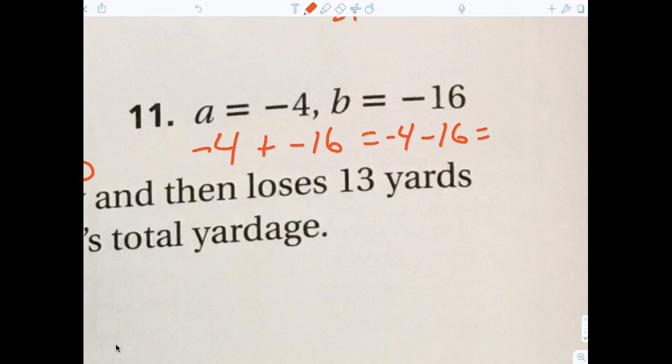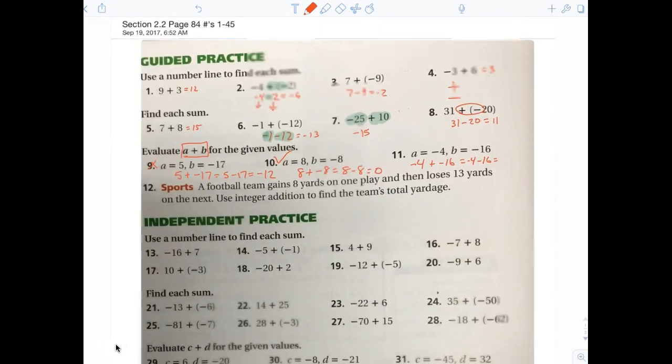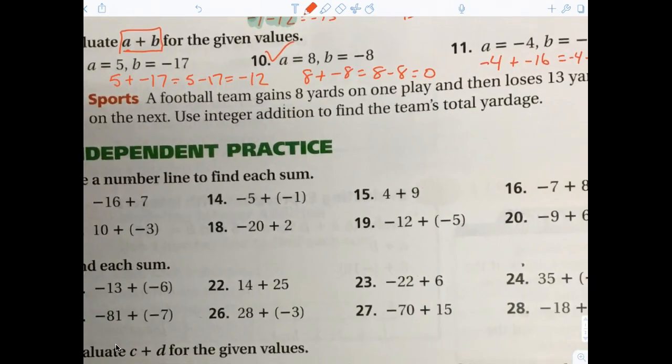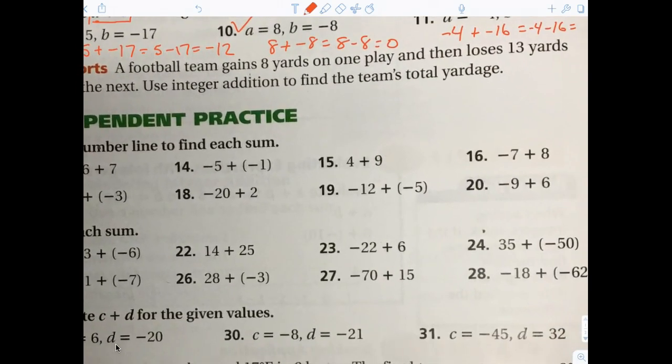But I want you to know that intuitively. All right? Think in terms of money. That's how we do that. All right? Okay, so now number 12. So you're on the football team. You gain 8 yards. What is that, a positive or a negative? Plus 8. Then you lose 13. That's a what? Minus 13.